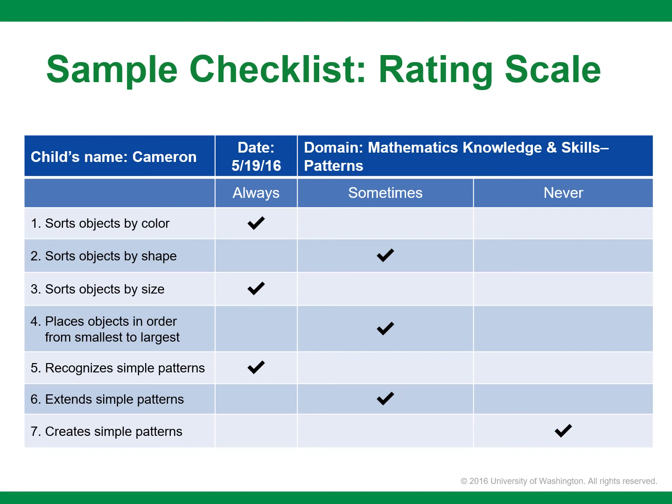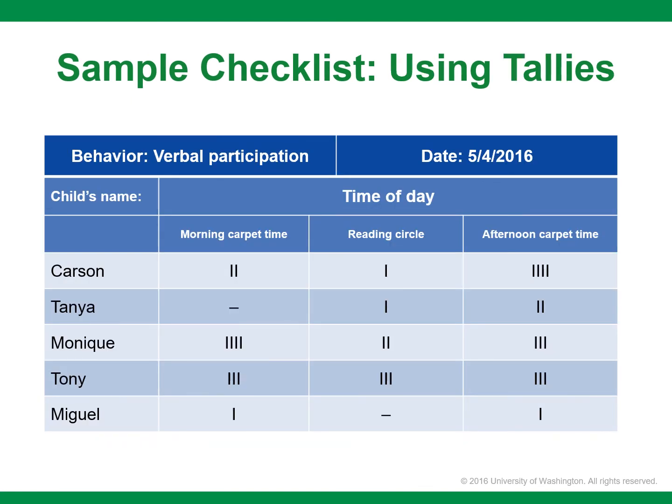Other checklists allow users to record the extent to which a skill has been achieved. For example, indicators of frequency like always, sometimes, or never, or quality might be used. Tallies are another recording method commonly used for checklists.